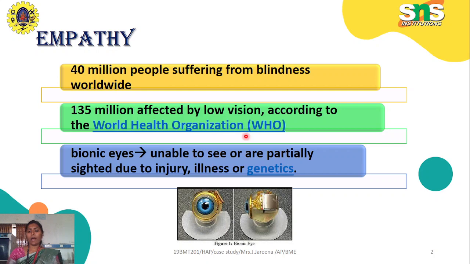To address this problem, researchers have done so much groundwork and have come up with a beautiful innovation. That concept is called the bionic eye. It is an artificial eye implant which supports people who are unable to see, or who can see only partially because of injury, illness or genetic disorders.